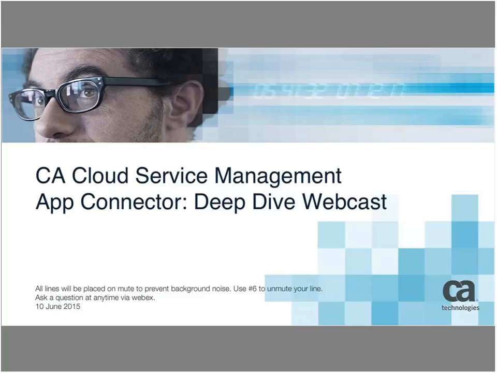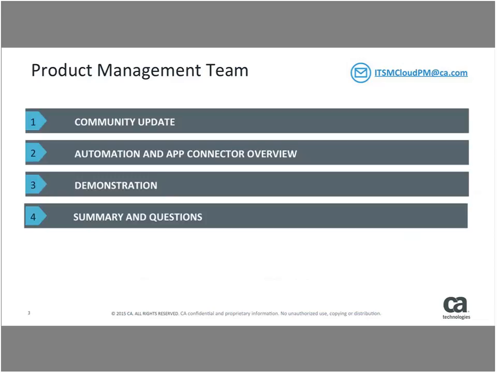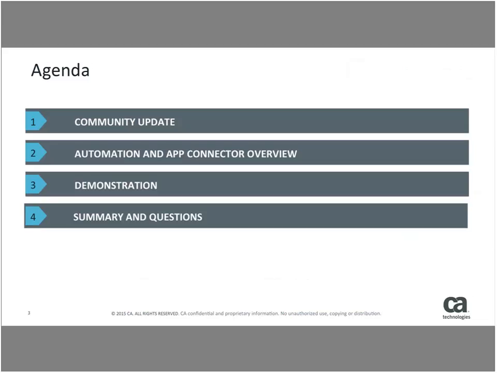As far as the agenda for today, I'm going to give a brief update on the community. I want to make sure everyone's aware of a couple of new things that are out there. Then I'll turn it over to Raj on the product management team, who will go through a brief presentation on automation and the App Connector, and then we'll spend the majority of our time today on the demonstration. And then we'll end with a summary and more time for questions. Again, feel free at any point to ask a question on WebEx chat. We'll pause a couple of different times, mostly when we're transitioning from the presentation to the demo. That's a great time to ask questions, and you can also ask on the phone.